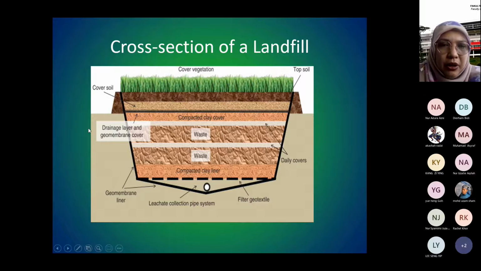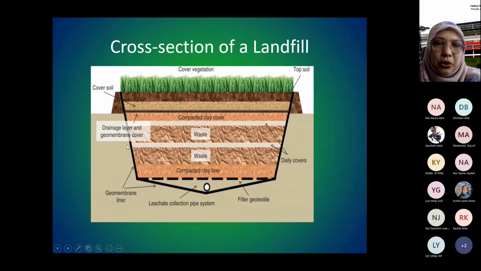So we are considering the lining system, and at the bottom there is a leachate collection pipe system. When the leachate is generated, it will be collected using this piping system. On top of the piping system, there would be a compacted clay liner. It is still a liner, so that waste is separated from the bottom of the landfill itself. Only after that will waste be placed on top of the compacted clay liner.